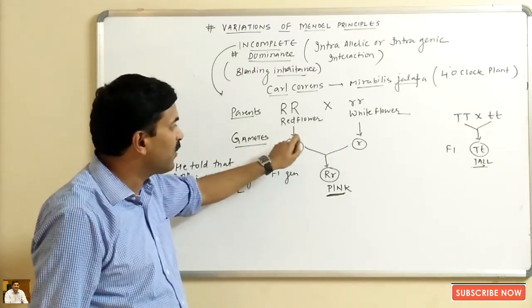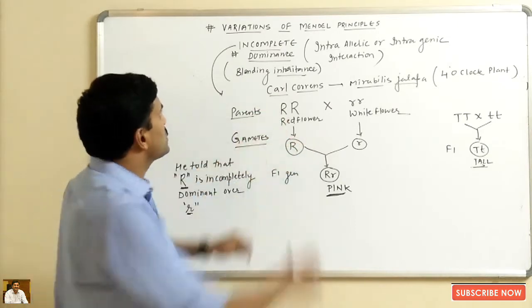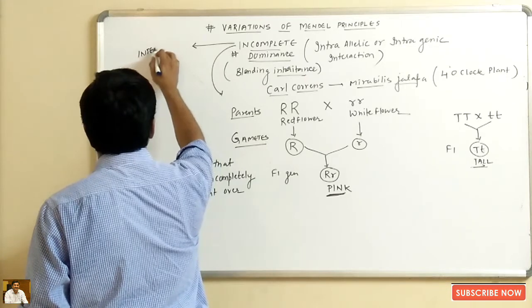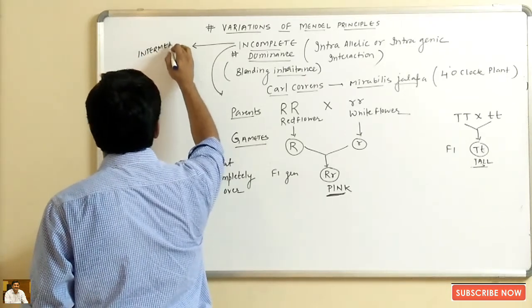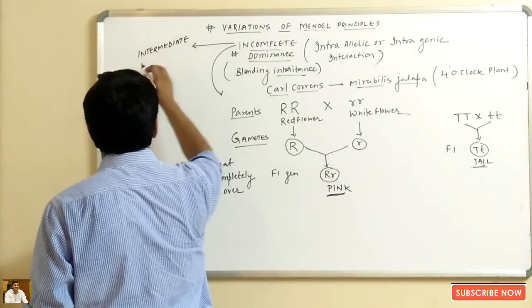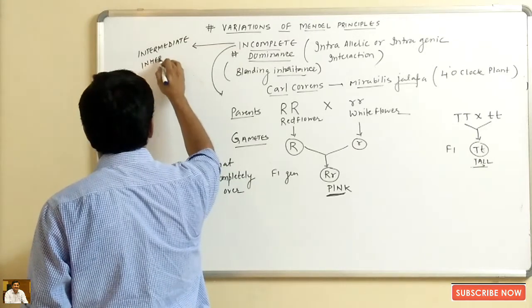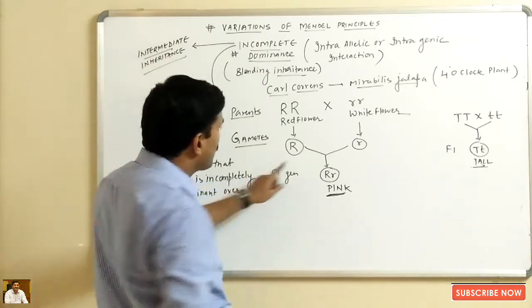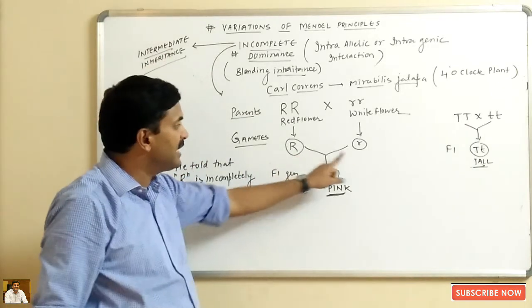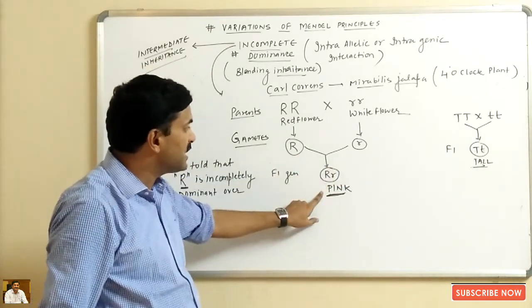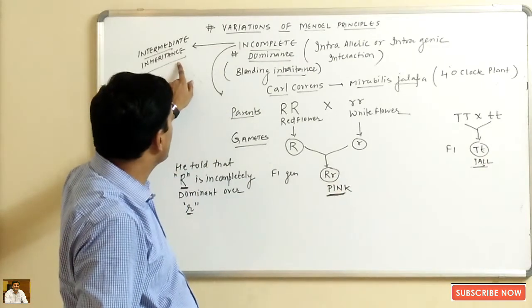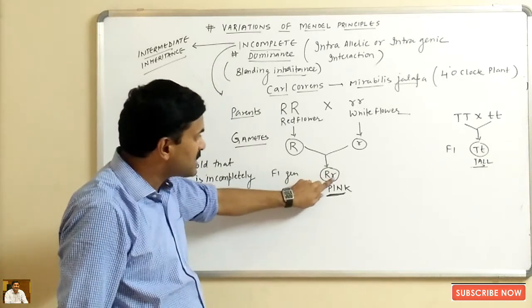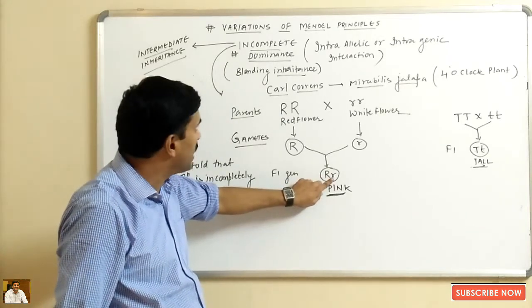It's an intermediate color of red and white color. So we can also say that incomplete dominance is also called intermediate inheritance. Intermediate means we got the pink color, right, which is the intermediate color of red and white color. So this was an intermediate color, and that's why it is also called intermediate inheritance. And the capital R was incompletely dominant over the small r.